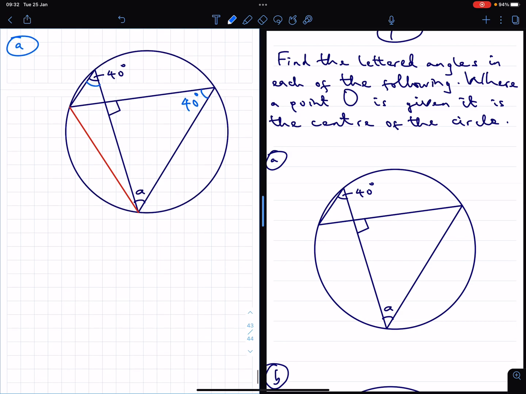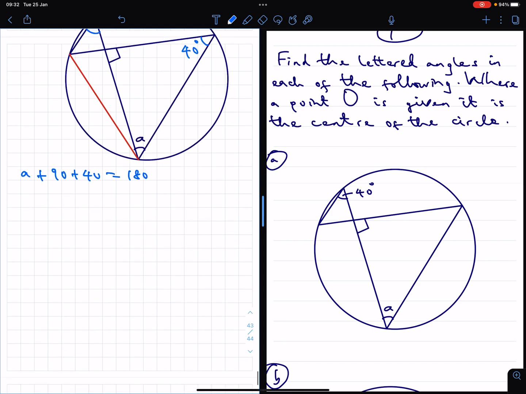Angles in the same segment are equal, and that simply means 90 plus 40 plus A equals 180 degrees, which means A plus 90 plus 40 equals 180 degrees. Angles in a triangle, and that means A equals 180 minus 130, which means A equals 50 degrees.